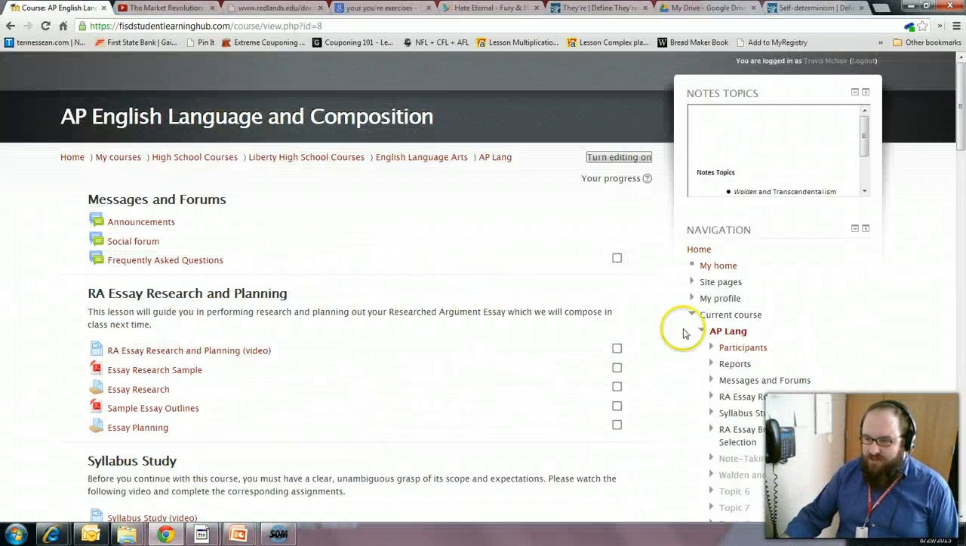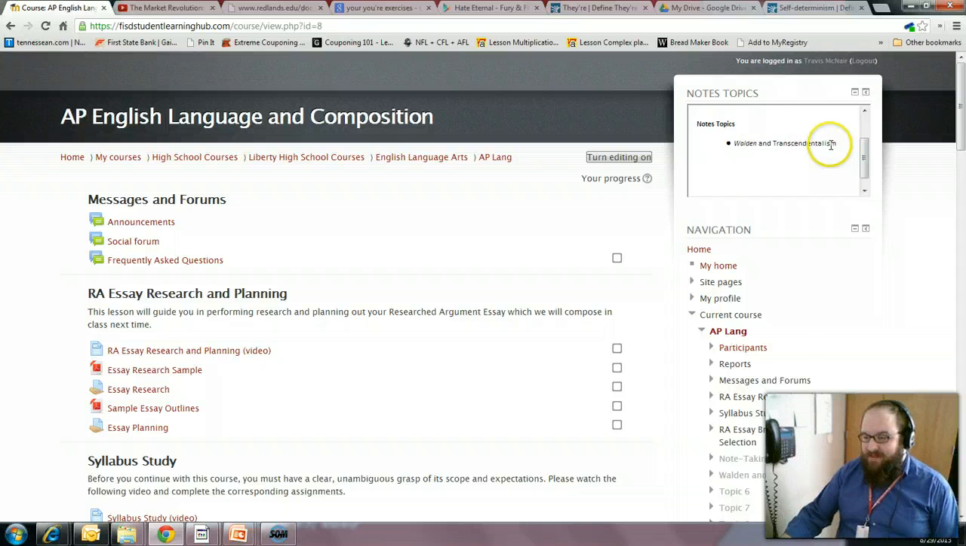Here's our course page, and just look right up here in the upper left-hand corner, and you'll see a series of notes topics. As you can see in this series, there is one topic so far, notes over Walden and Transcendentalism. That's the next e-lesson you're going to do this evening. And since that's the only topic assigned so far, that's the only item in this outline.